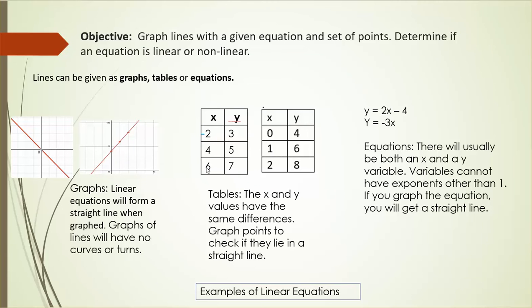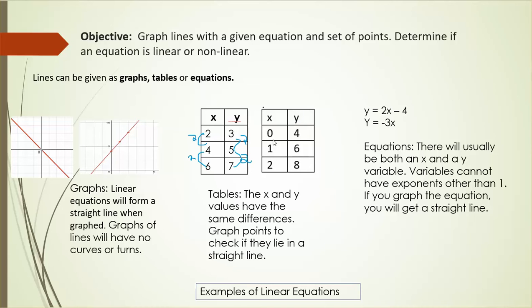From 6, we'll work from the bottom. 6 minus 4 is 2, and 4 minus 2 is also 2. So the differences are the same. Now let's check the y variables, and we'll start at the bottom again. 7 minus 5 is 2. 5 minus 3 is also 2. So the differences are the same for the x variables and for the y variables.